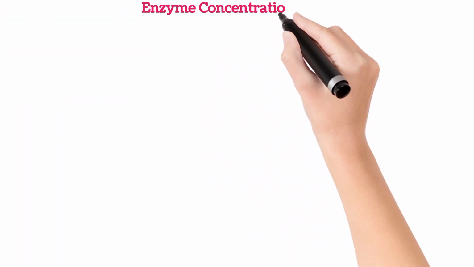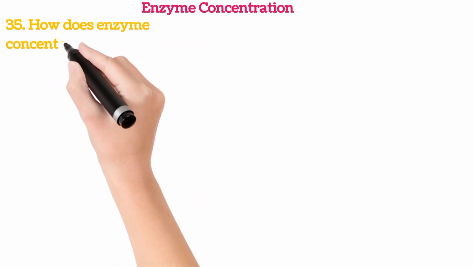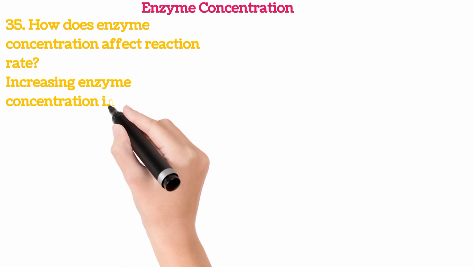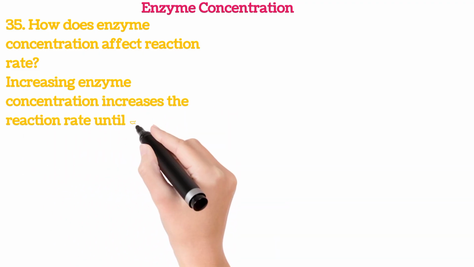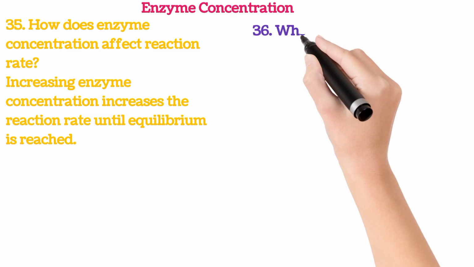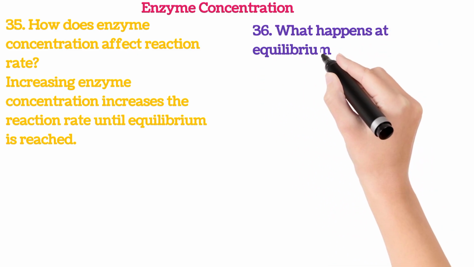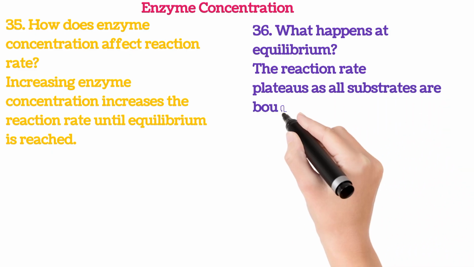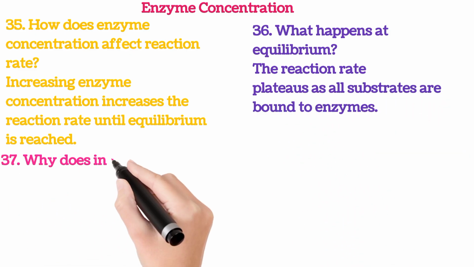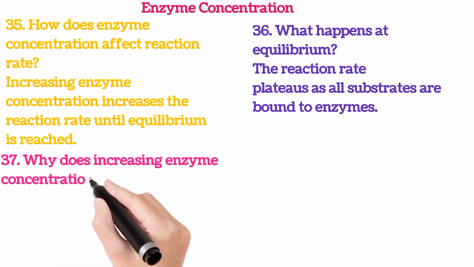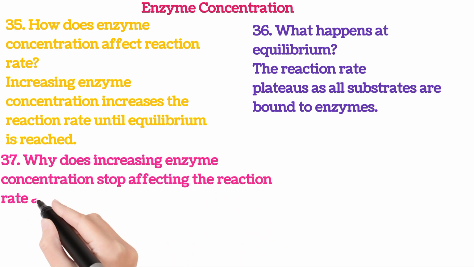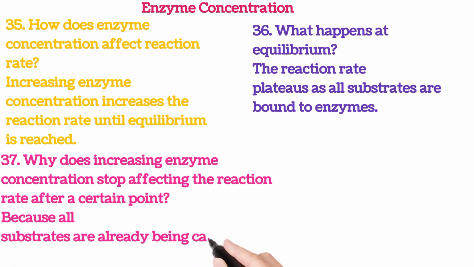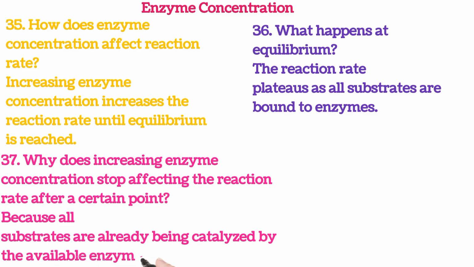Enzyme concentration. 35. How does enzyme concentration affect reaction rate? Increasing enzyme concentration increases the reaction rate until equilibrium is reached. 36. What happens at equilibrium? The reaction rate plateaus as all substrates are bound to enzymes. 37. Why does increasing enzyme concentration stop affecting the reaction rate after a certain point? Because all substrates are already being catalyzed by the available enzymes.